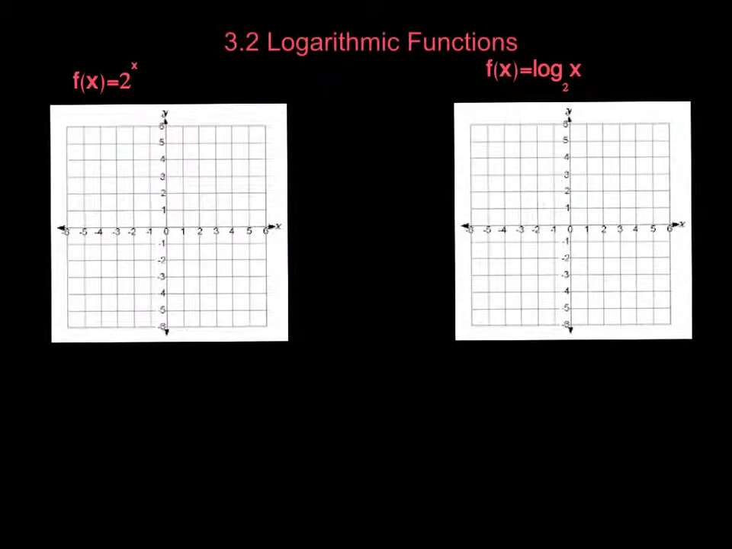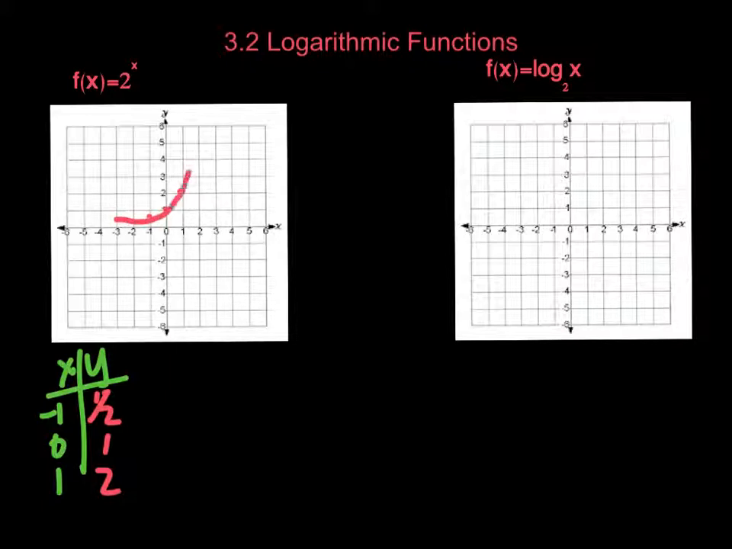This is 3.2, logarithmic functions. My f of x equals 2 to the x. We did this on our last lesson. Okay, so our table was -1, 0, and 1, and my y values were 1/2, 1, 2. So if I plot those, -1, 1/2, 0, 1, 1, 2, here is my exponential graph, my asymptote.